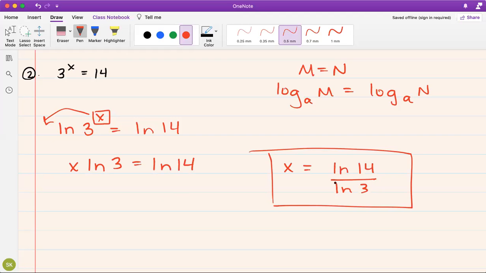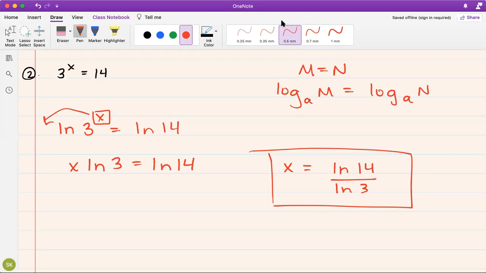Of course, you can use any log you want to. You could have log base 10 of 14 over log base 10 of 3, or log base 8 of 14 over log base 8 of 3. I'm just using natural log. You're going to get the same answer no matter what you do. But let's see what we can get as a decimal approximation.